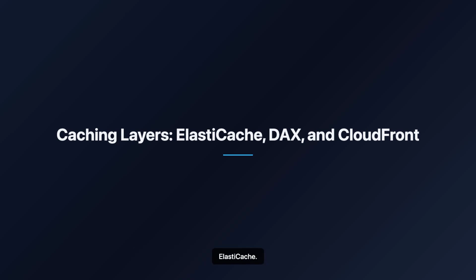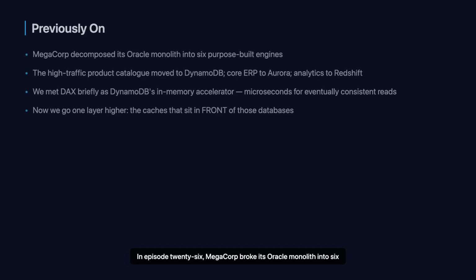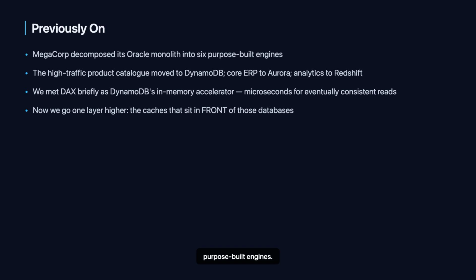sits inside ElastiCache. In episode 26, MegaCorp broke its Oracle monolith into 6 purpose-built engines. The high-traffic product catalog went to DynamoDB, the core ERP landed on Aurora, and historical analytics moved to Redshift. We also met DAX briefly as DynamoDB's in-memory accelerator that pulls read latency down into microseconds. Today we go one layer higher. Instead of choosing the right database, we're choosing the caches that sit in front of those databases.